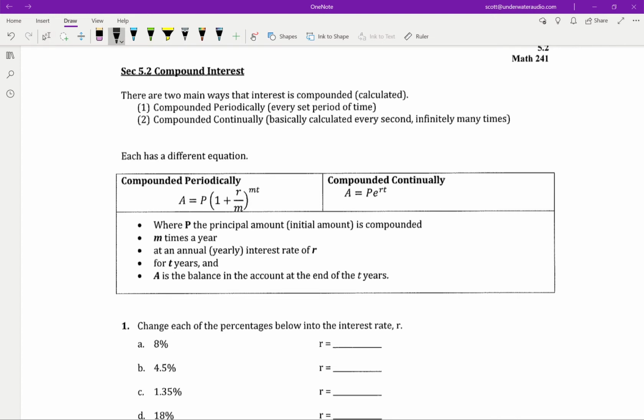Hi, welcome to section 5.2. This is the last section in winter term. So we're going to talk about compound interest.